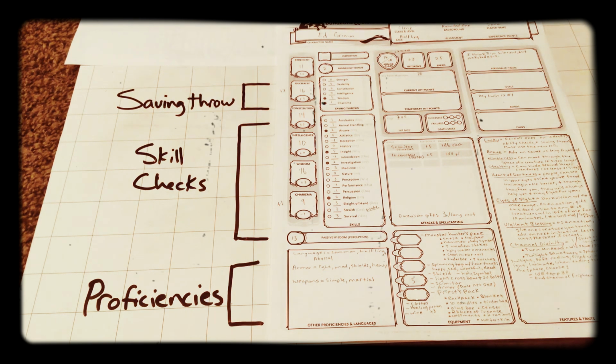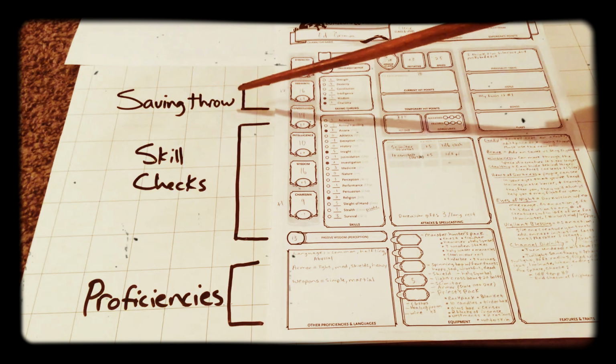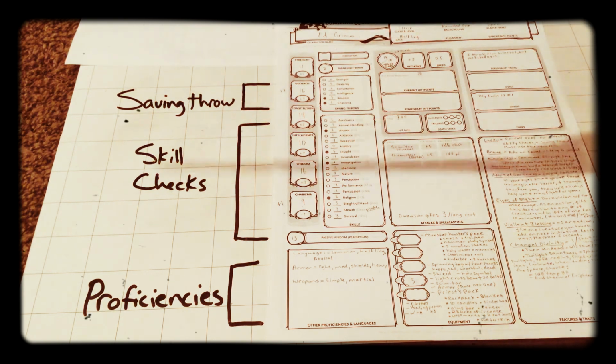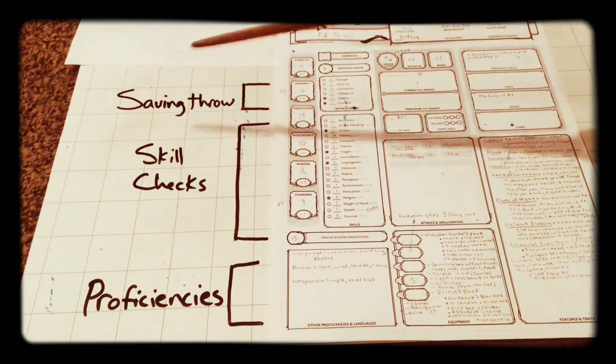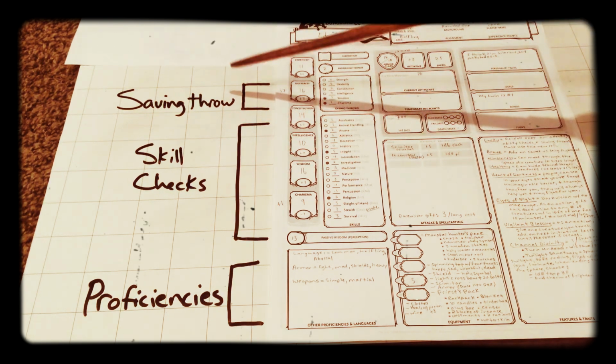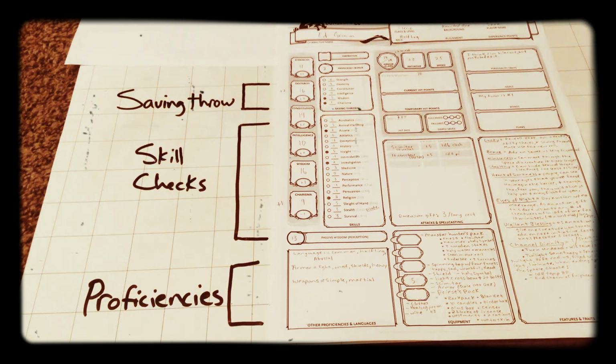And the difference between the saving throw and the skill check is that the skill check is the thing that you want to do to interact with the world, and a saving throw is a thing you do when something else is trying to interact with you.